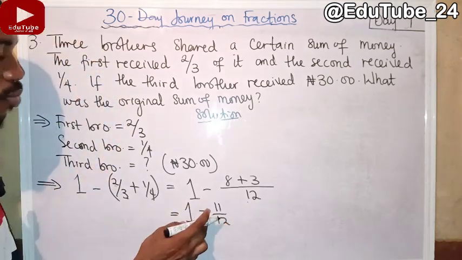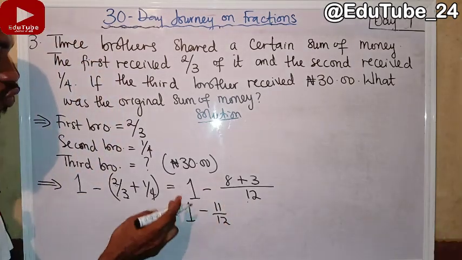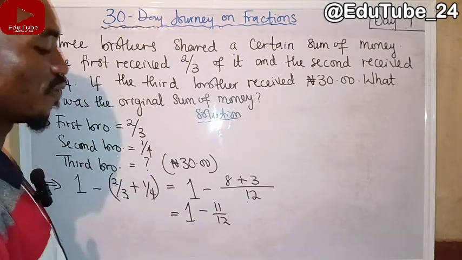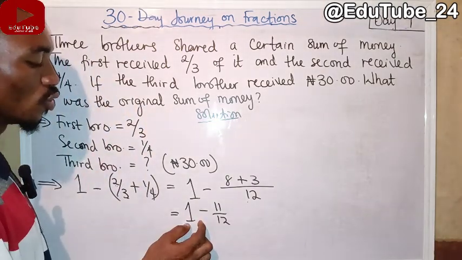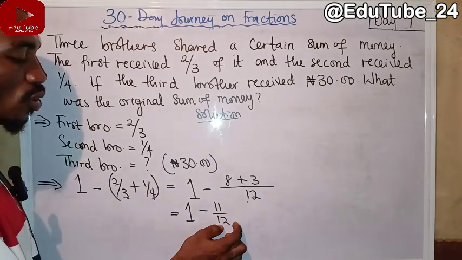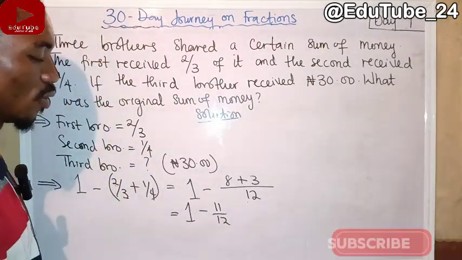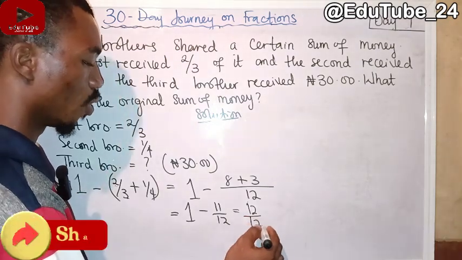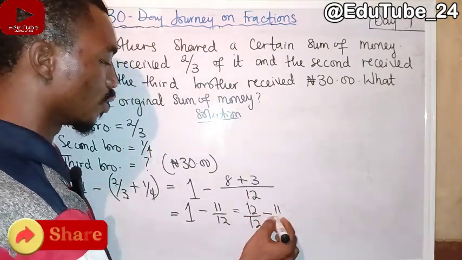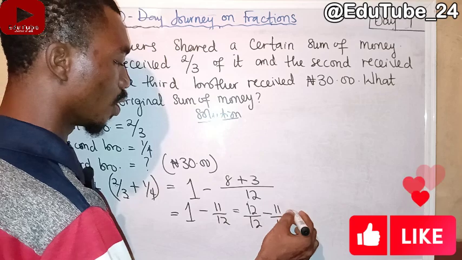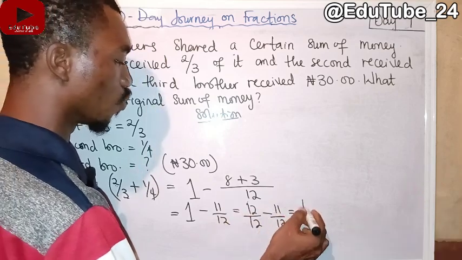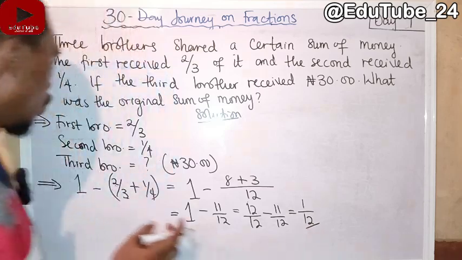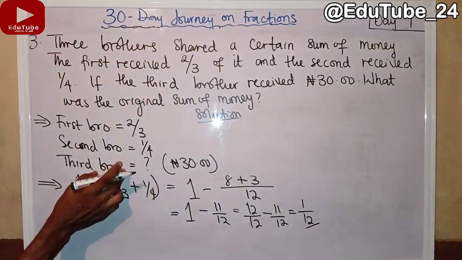that gives us 11/12. Now 1 minus 11/12. So we are going to rationalize this 1. Rationalizing this 1 means that we are going to make it a fraction such that the denominator is the same as the denominator in the fraction at the right hand. So that will become 12/12 minus 11/12. Okay, so 12 minus 11 is 1. We pick one of the common denominator, 1/12. So 1/12 of the money is for the third bro.